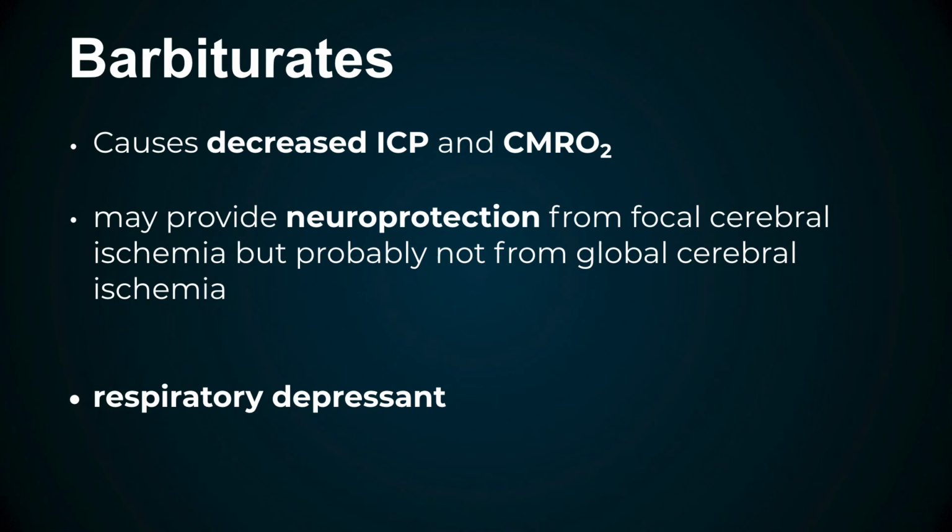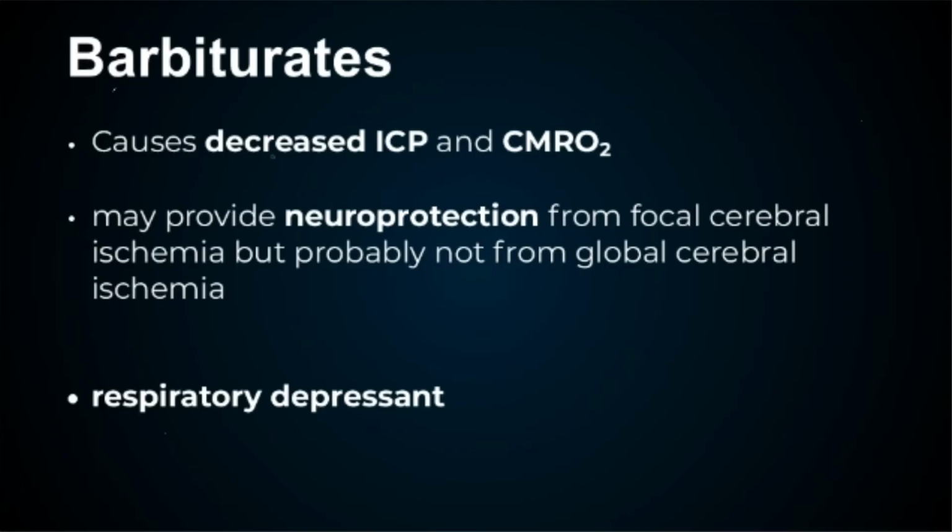So these drugs are useful in management of patients with space-occupying intracranial lesions because of its ability to decrease intracranial pressure and cerebral metabolic rate. So it may provide neuroprotection from focal cerebral ischemia, such as stroke, surgical retraction, or temporary clips during aneurysm surgery. But it cannot protect against global cerebral ischemia, for example, that one caused by cardiac arrest.